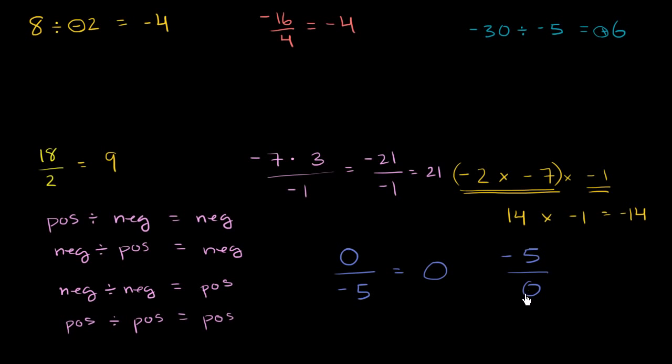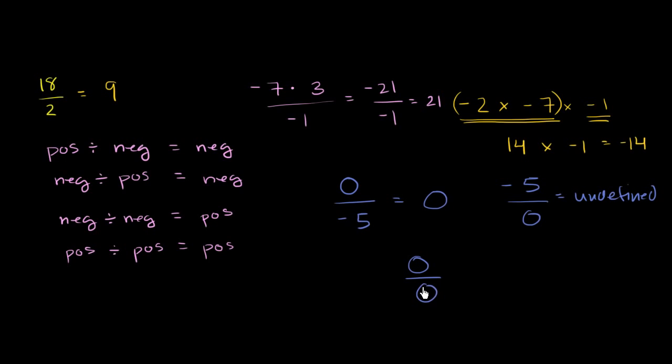What happens if we said negative 5 divided by 0? Well, we don't know what happens when you divide things by 0. We haven't defined that. There are arguments for multiple ways to conceptualize this. So we traditionally just say that this is undefined. We haven't defined what happens when something is divided by 0. And similarly, even if we had 0 divided by 0, this is still undefined.